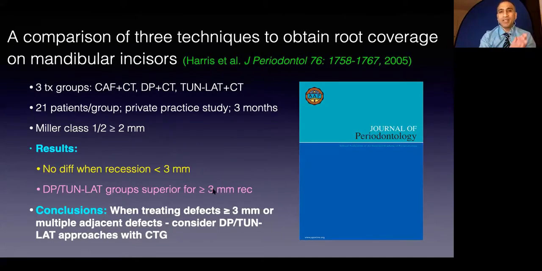One thing I can tell you from my experience is that oftentimes recession in the anterior mandible is not typically shallow. It's typically at least 3 to 4 millimeters or greater. So he concluded that when you're looking at these defects that are greater than 3 millimeters, or even multiple adjacent defects, consider a double papilla approach or a tunnel approach.